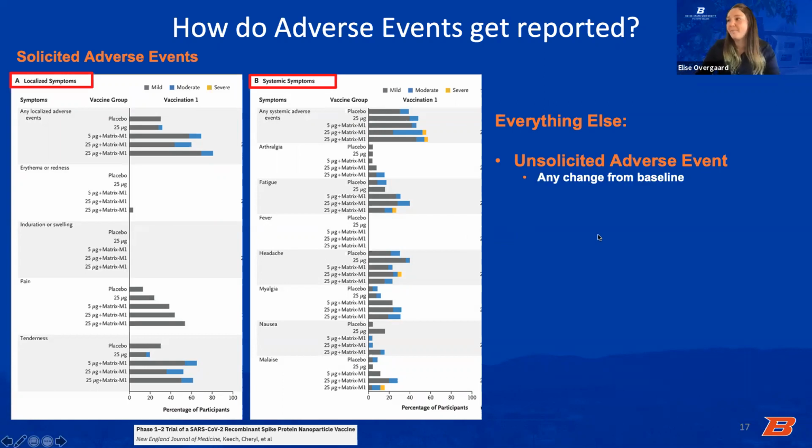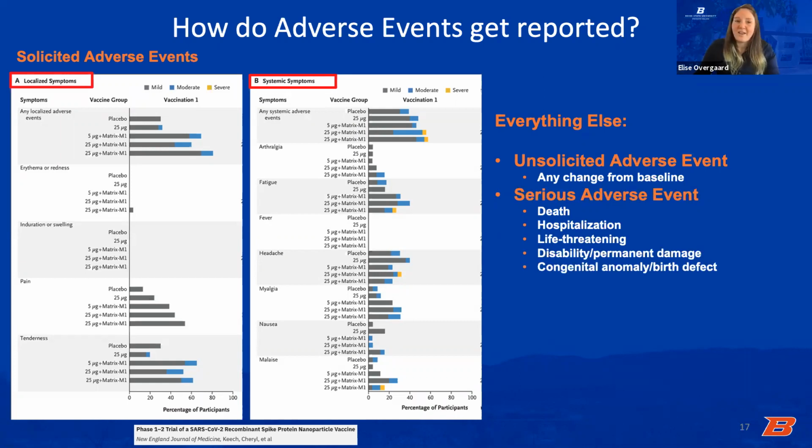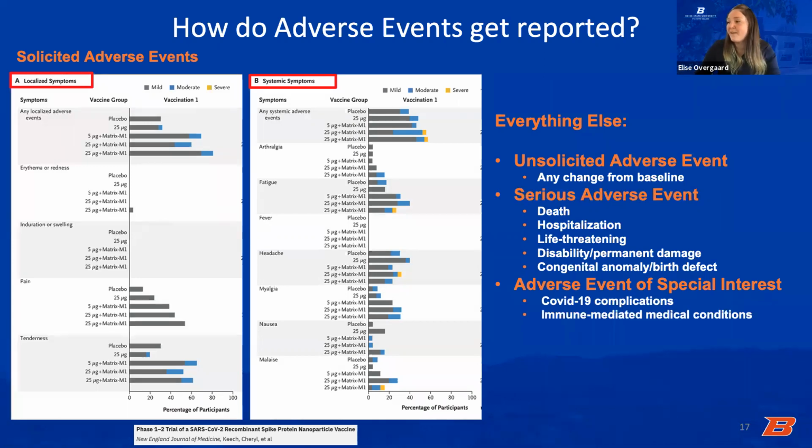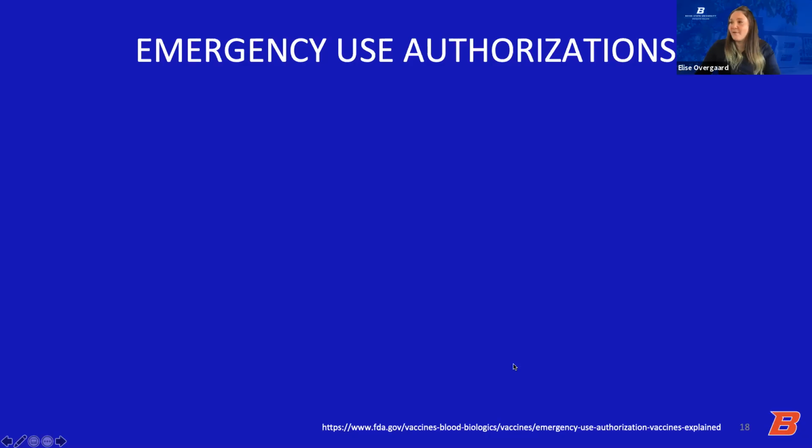They also have some categories of things that would trigger a stop rule, or at least a look at the data, and those are serious adverse events, which include death, hospitalization, life-threatening illnesses, disability or permanent damage, and congenital anomalies or birth defects. Any of those are considered serious, and they warrant a deeper look at what's going on. They also record adverse events of special interest, which is any COVID-19 related complication, and any immune-mediated medical conditions, which is anything involving the immune system that could have been triggered by the vaccine. All of these things require a stop and a look at the data to see what's going on.